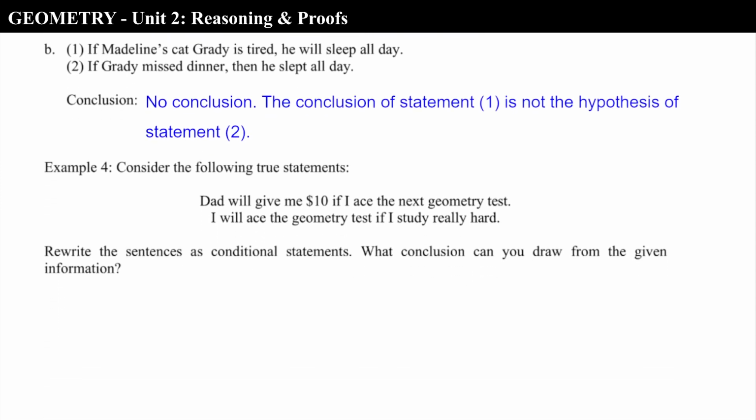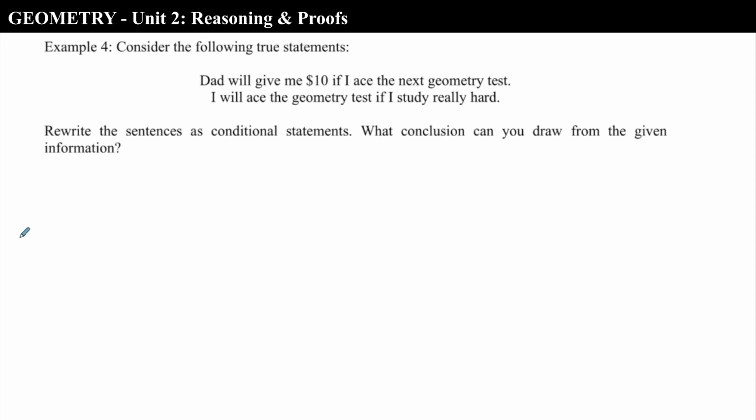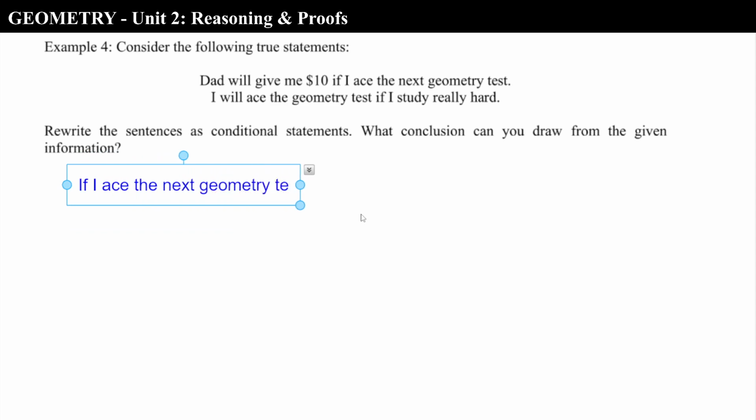All right, one last example for this short section. We're going to consider the following true statements. Dad will give me $10 if I ace the next geometry test. I will ace the geometry test if I study really hard. We're going to rewrite the sentences as conditional statements, and then we're going to see what conclusion we can draw from the information. So, the first statement, if I ace the next geometry test, then Dad will give me $10.